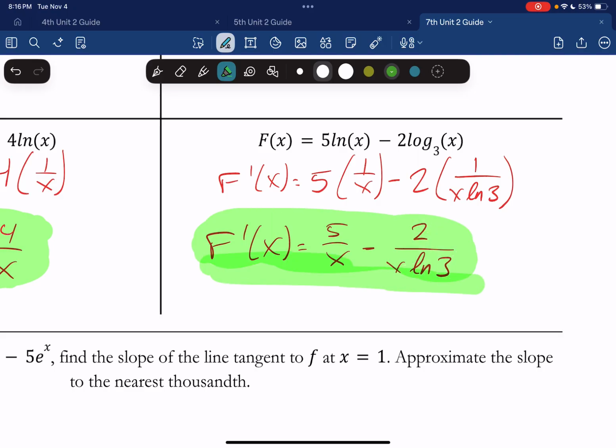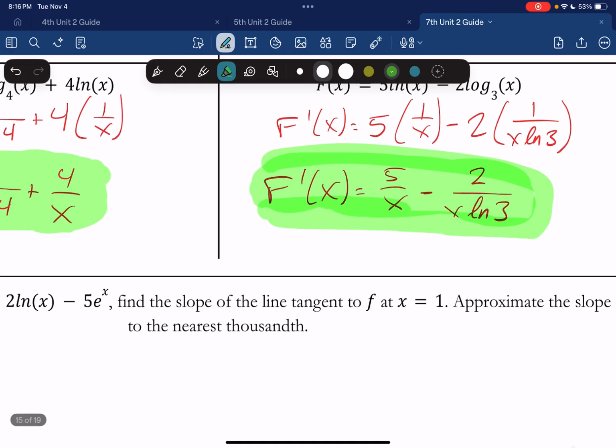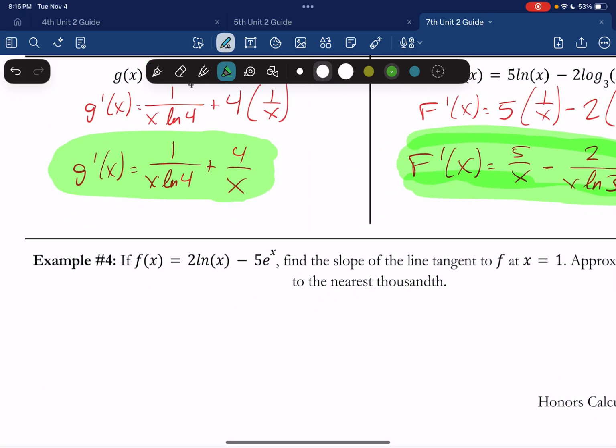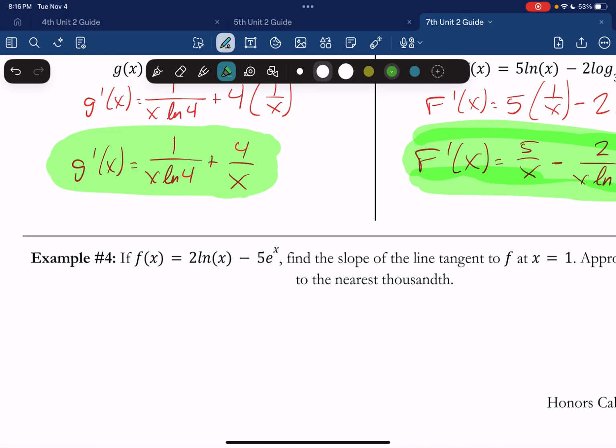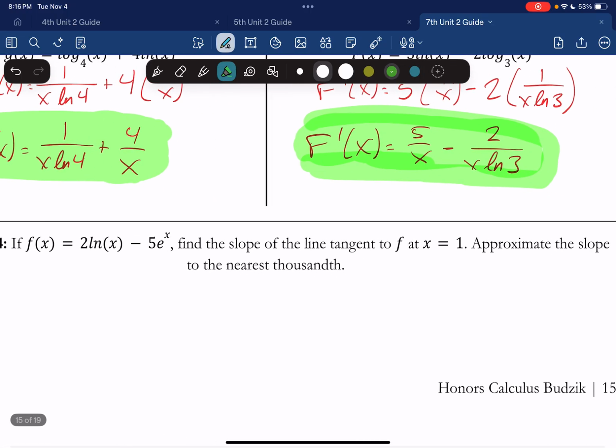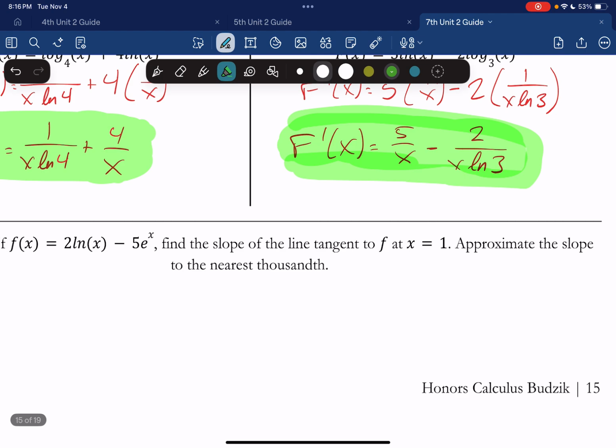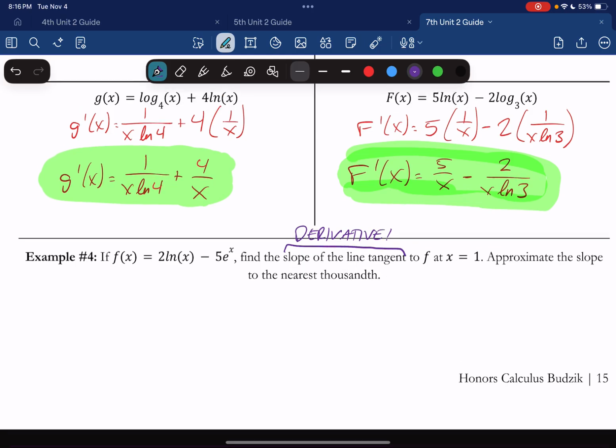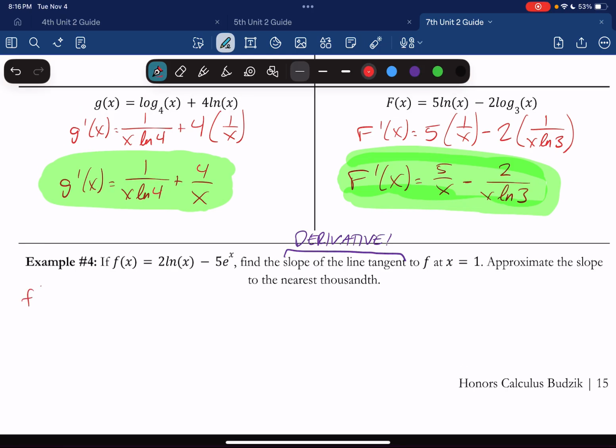All right, so now I have this function 2 ln x minus 5e to the x. I want to find the slope of the line tangent to f of x at x equals 1, and I'm going to approximate the slope to the nearest thousandth. So remember, the slope of the tangent line is always the derivative. So I'm going to find the derivative, and I'm going to evaluate it at 1. So I got f prime of x, the derivative of 2 ln x is 2 over x, minus the derivative of 5e to the x is 5e to the x.